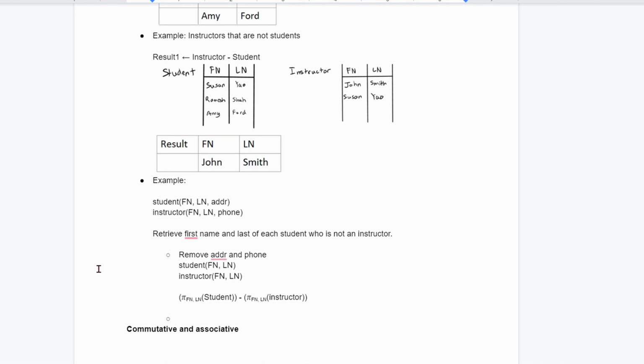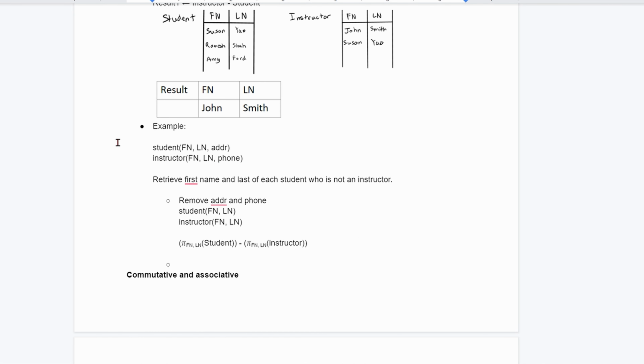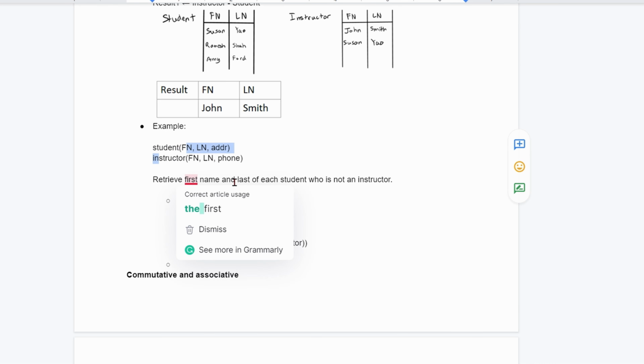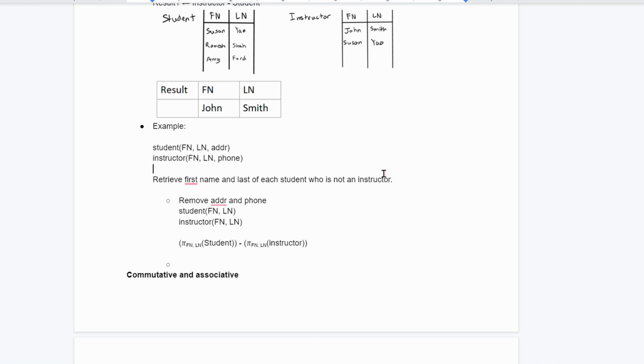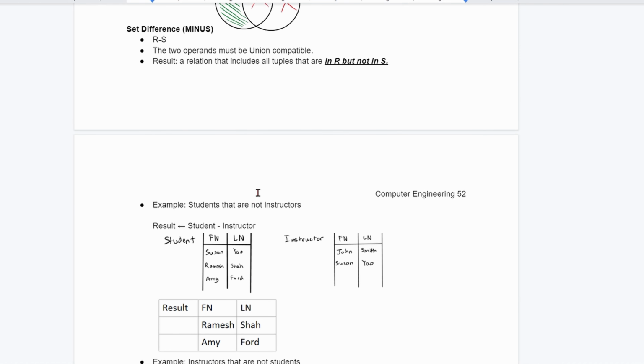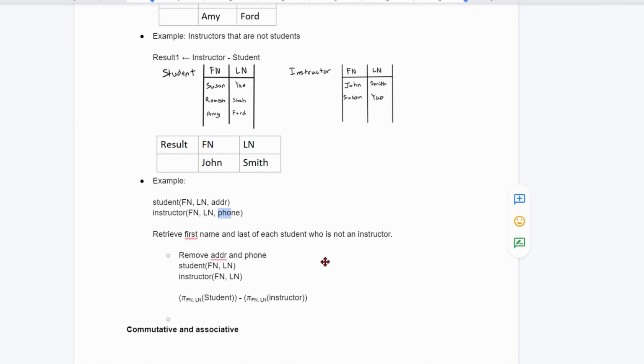Then we have an example right here where we're writing things out. For this example, we have the element student, element instructor, and they have these attributes. We want to retrieve the first name and last name of each student who is not an instructor. So first we need to remove our ADDR and our phone. That is just to make these union compatible. Once we remove them, they're going to look like this.